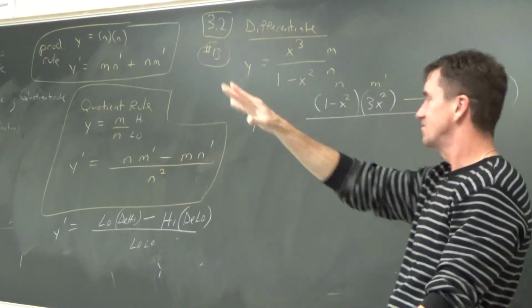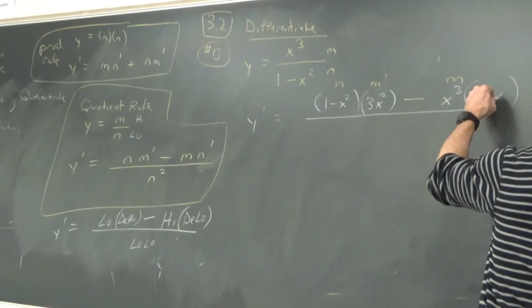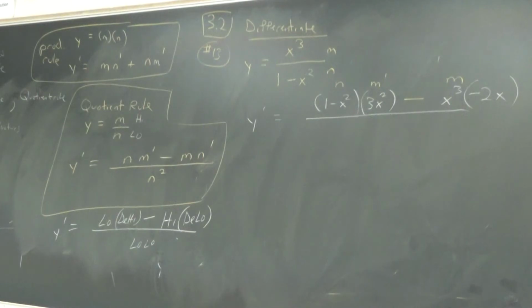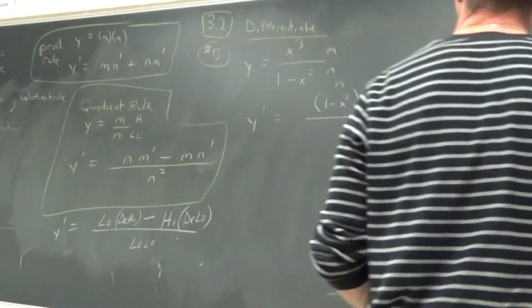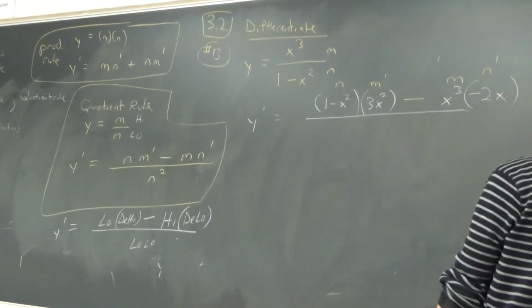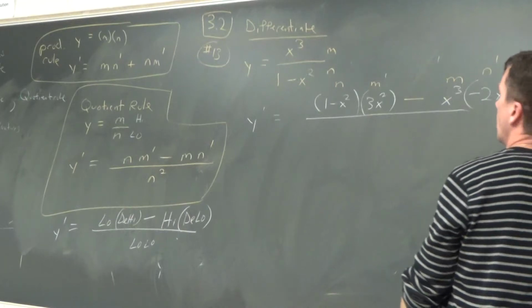Good? Yeah? So any time, with any of the little ones, if you're going, I'm not seeing that, just let me know, because I know we just learned power rule. Sometimes it's hard to see that power rule. So there's n times n prime minus n times n prime. Some people like to label. And then it's all over low squared.